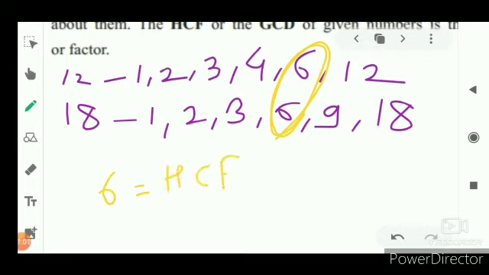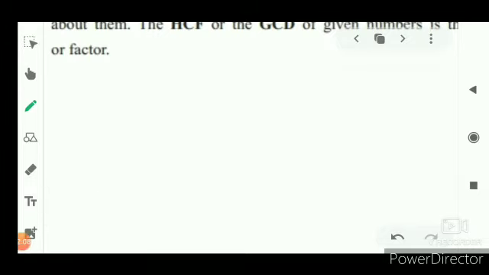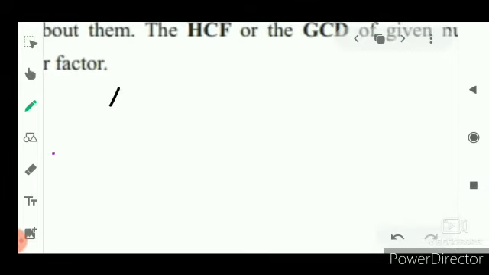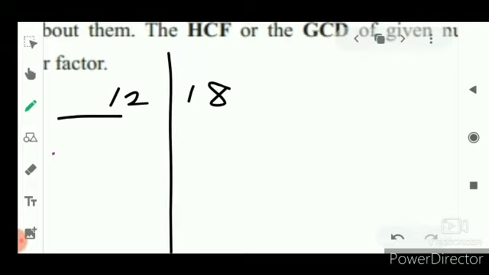Now we will see how to find the HCF. What is the method of finding the HCF? So here also there are two methods of finding the HCF of given numbers. First one is the vertical method and the second one is the horizontal method. So let's see first of all the vertical method of finding the HCF. We will find the HCF of 12 and 18.